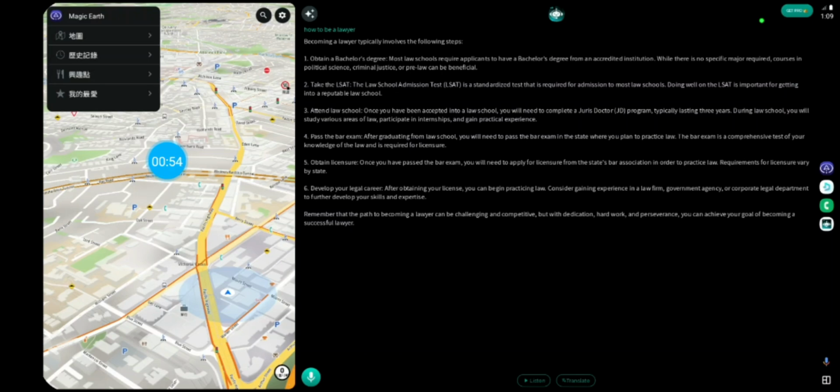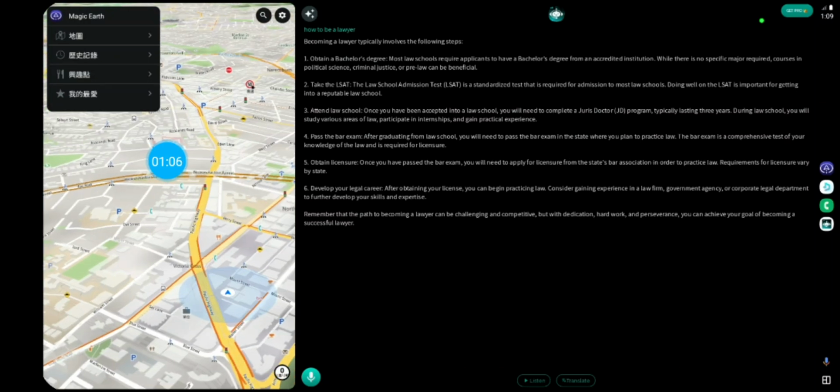2. Take the LSAT. The Law School Admission Test, LSAT, is a standardized test that is required for admission to most law schools. Doing well on the LSAT is important for getting into a reputable law school.